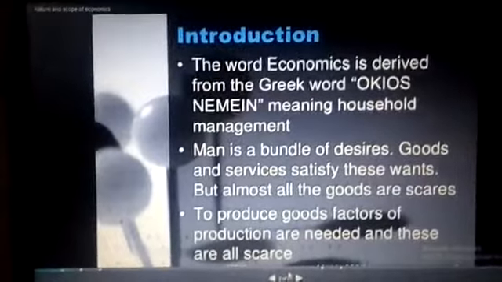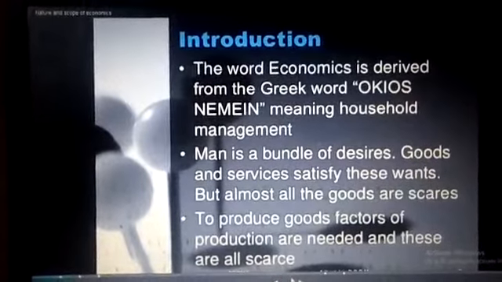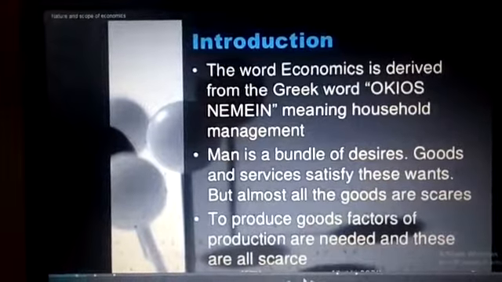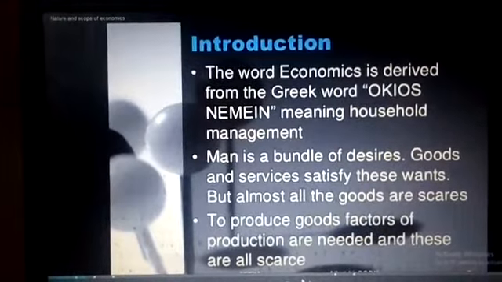Hello students, today we are going to see about the economic analysis unit 1. Here we are going to see about the nature and scope of economics.